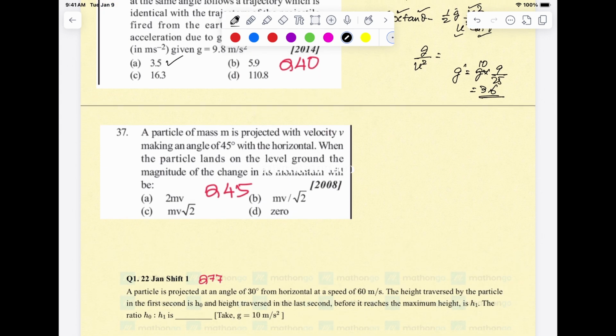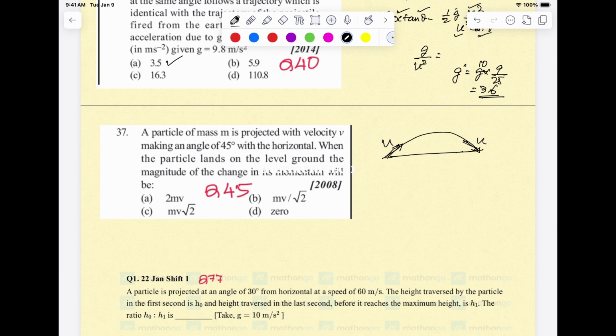A particle of mass m is projected with a velocity v, making an angle 45 degrees with the horizontal. When the particle lands at the level ground, the magnitude of change in momentum will be? This is the standard concept. What we have said is, the initial velocity is u, and the final velocity when it lands is also u, but the direction changes like this.